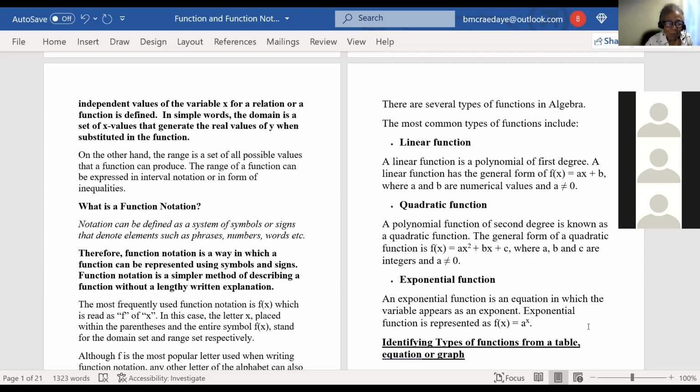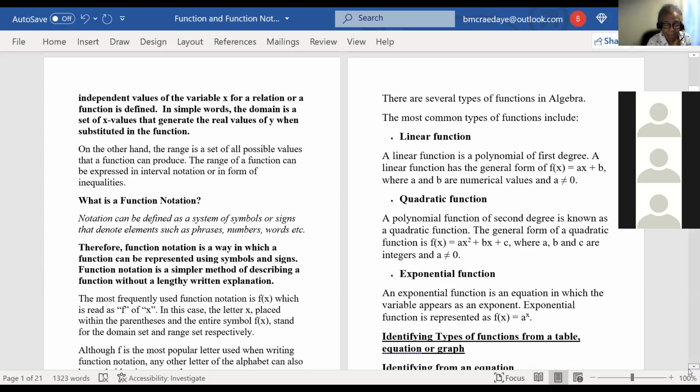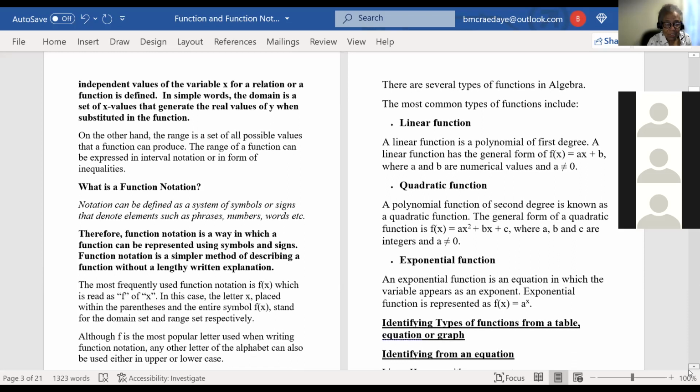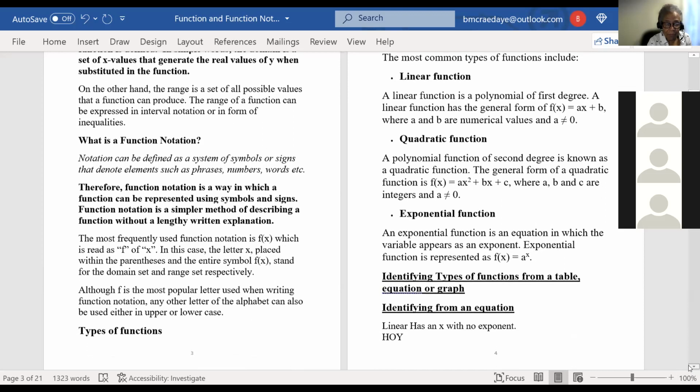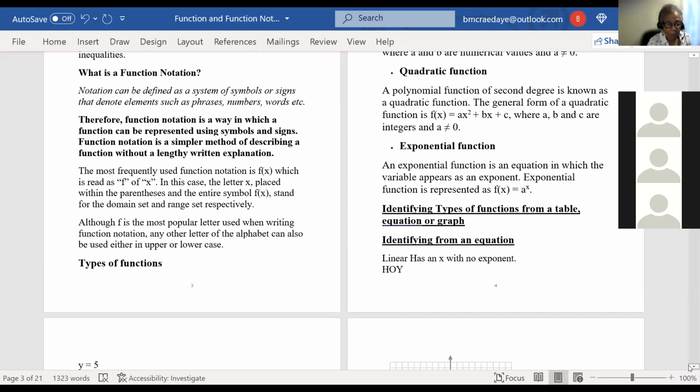Okay. What about quadratics? Quadratics always have a square. f of x equals ax squared plus bx plus c. And exponential functions have powers. Powers. All right. Now you can identify functions from a table, from an equation, or from a graph.